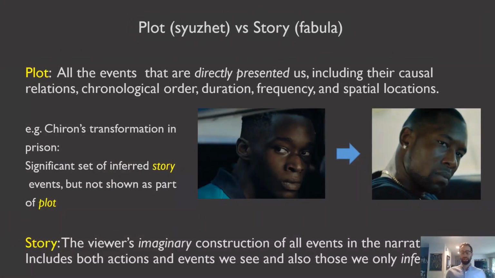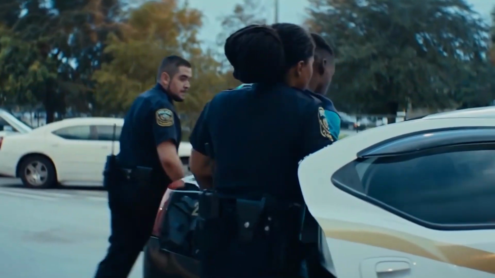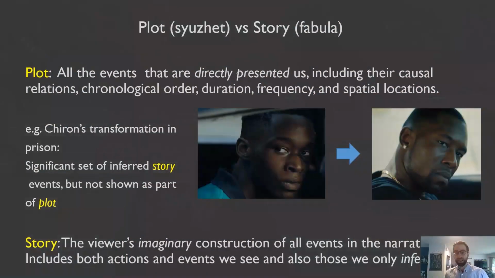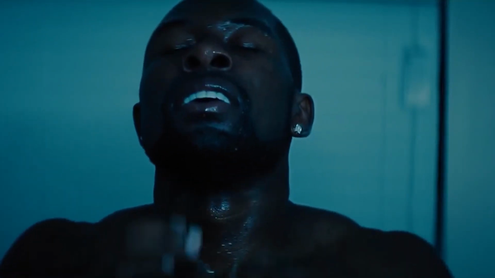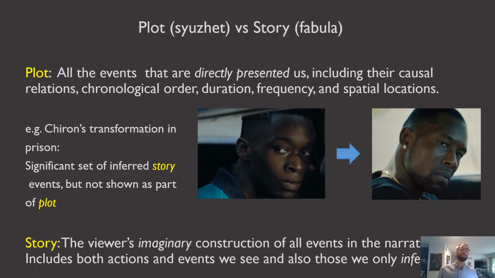In a similar way, let's take an instance from Moonlight, right? For example, Chiron's transformation in prison. It's a significant part of the story, right? It's a significant set of inferred story events, given that we see the teenage Chiron go away in a police car, and then we hear that he spent a number of years in prison, and he's physically and emotionally transformed at the end of the film. But his transformation of years in prison was not part of the plot of the film because it wasn't shown to us. It was merely part of the story world.